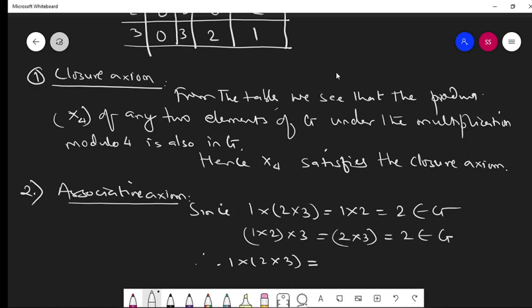Now moving to the third one, that is the identity axiom. Identity axiom.